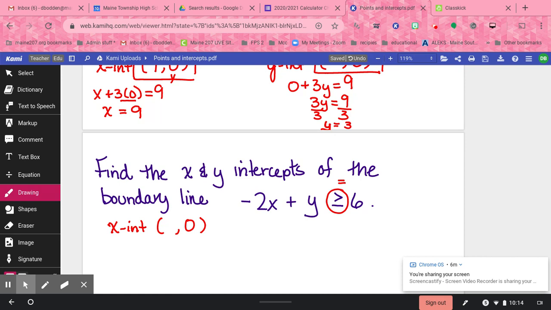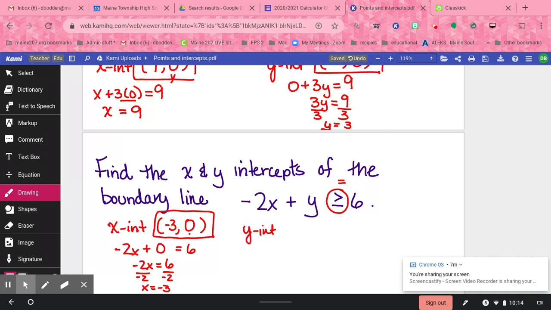All right, so I'm going to substitute 0 for y. Negative 2x plus 0 equals 6. So that gives me negative 2x equals 6. Divide both sides by negative 2. X equals negative 3. So my x-intercept is at (-3, 0).